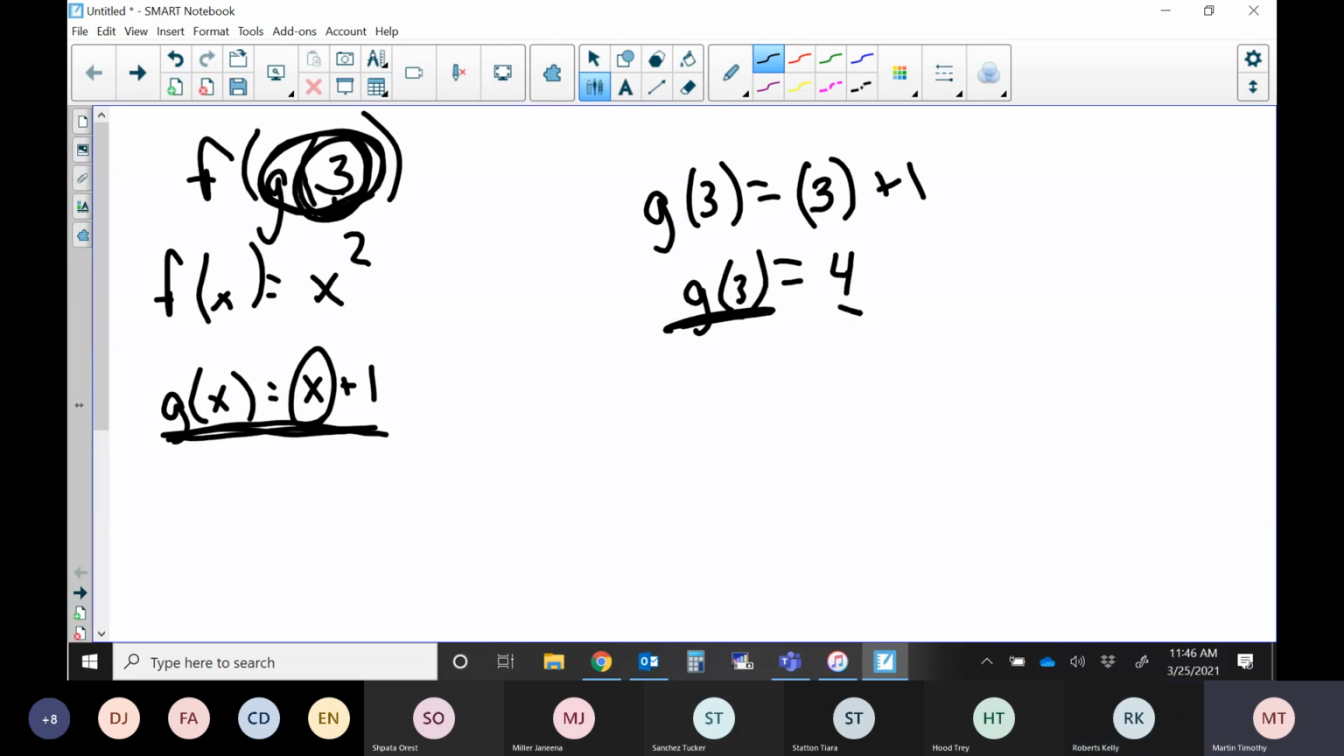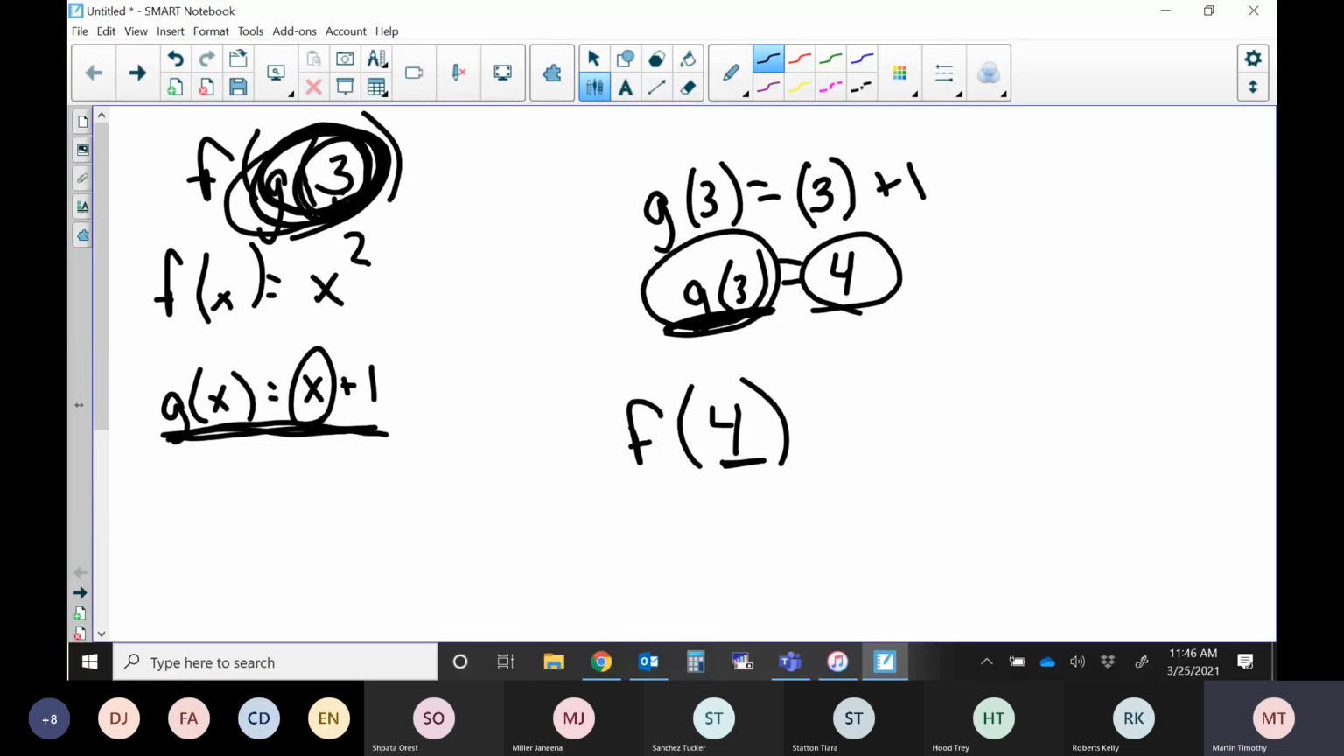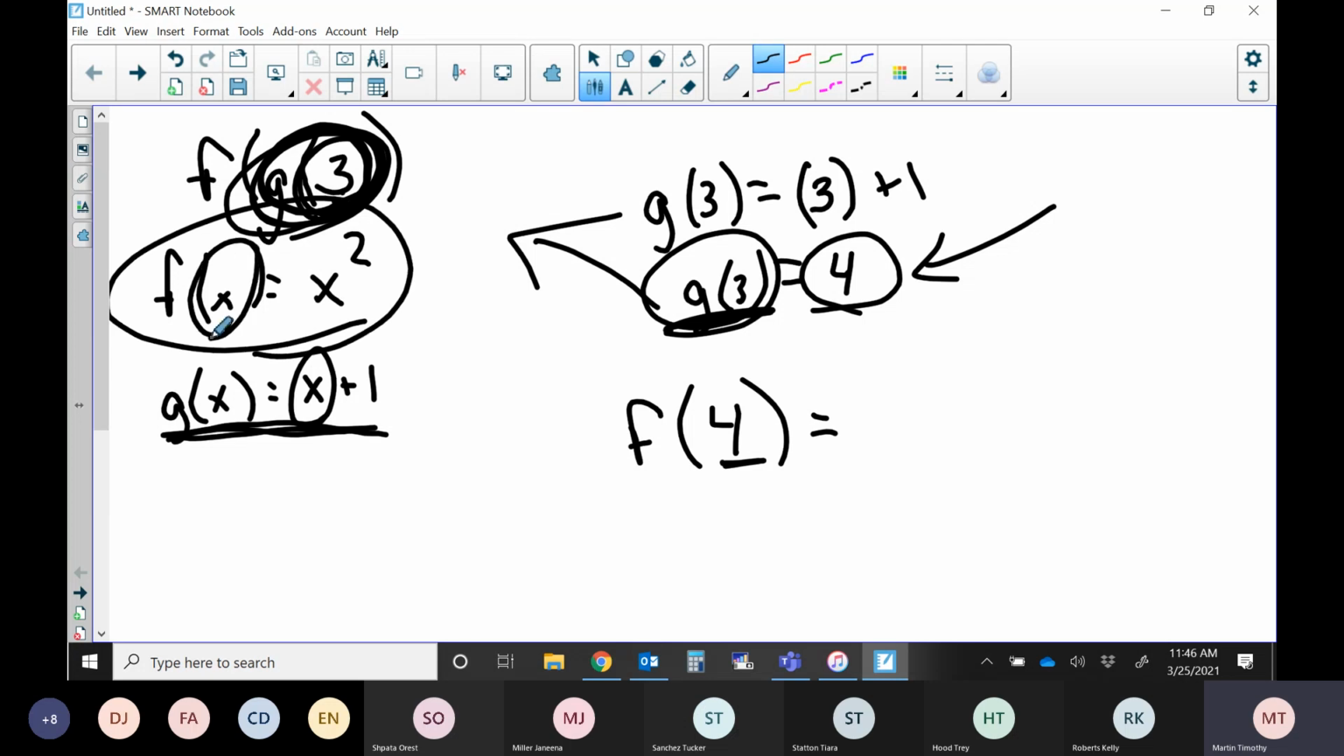So now what this says is g at 3. Anytime you see that, it's equal to a 4. So wherever you see g at 3, you can take it out. And instead of writing g at 3, I can just write a 4, because this 4 is replacing the g at 3 because it's equal to it. And anytime something is equal, we can take it out and put this in. And what does that tell me to do? That says to take the f function, which normally looks like this. But instead of writing x's, we're going to replace them with 4. So it's going to turn to 4 squared, which equals 16.